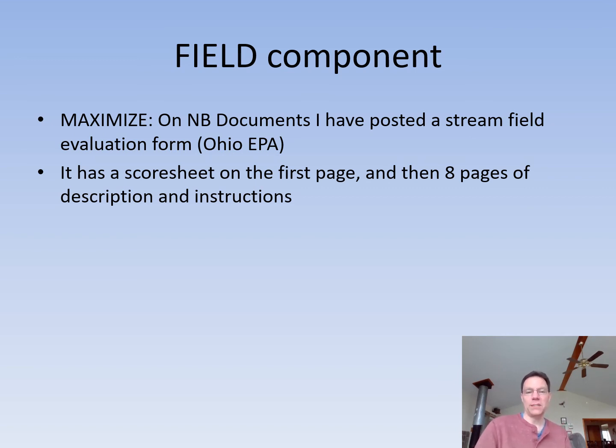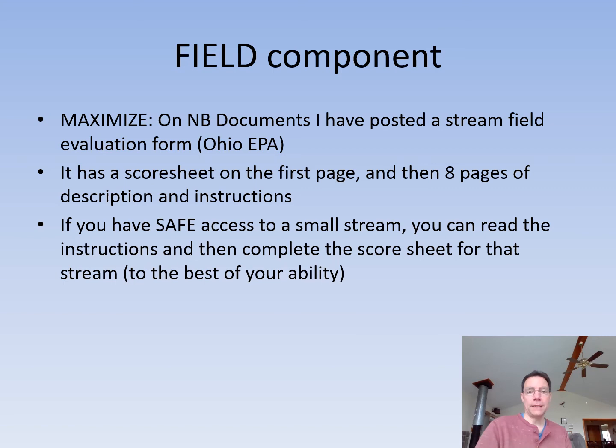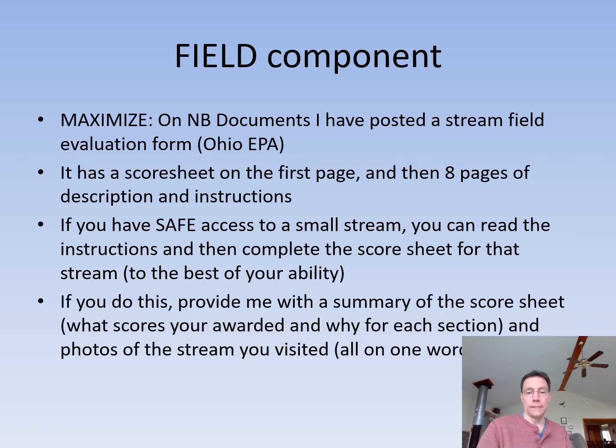It has a whole bunch of categories, and you kind of score a stream based on what you see or what you can measure. And then you give it an overall score to give it a grade, kind of, to see how well that stream is doing. It has 8 pages of descriptions and instructions that come with that form. So if you're a person that wants to maximize this field idea and you have safe and easy access to a small stream near you, so don't go to a major river here. This index is designed for a first, second, third order stream, something fairly small that you could wade in if you wanted to. If you want to do that and you have a way to visit a stream, read the instructions and then complete that score sheet for the stream that you visit.